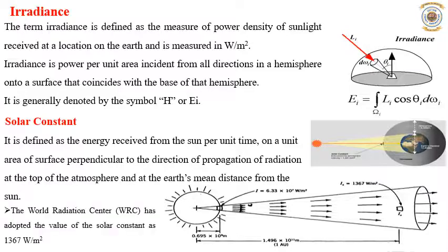Okay, that is the World Radiation Center value, in kilowatts per square meter or watt per square meter. So the value is about 1367 watt per meter square. Okay, so the distance between the earth and sun varies a little through a year. Because of this variation, the extraterrestrial flux also varies.